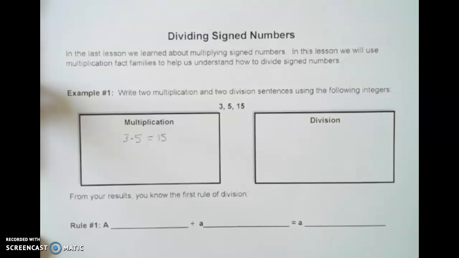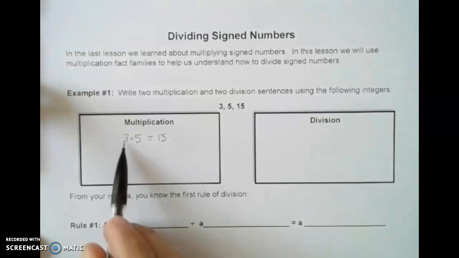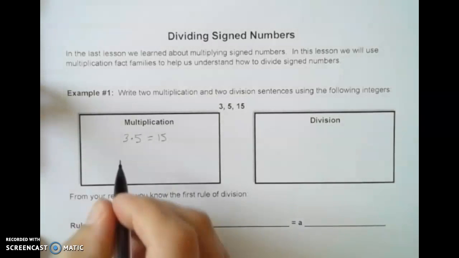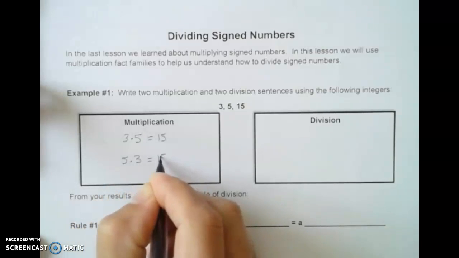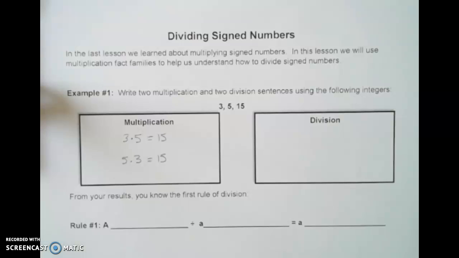Okay, and remember that multiplication is a commutative operation, so I can reverse the 3 and the 5 and write it as 5 times 3. And again, I'm going to get an answer of 15. All right, now, what division problems are related to these multiplication problems? Well, remember that division is the inverse of multiplication.